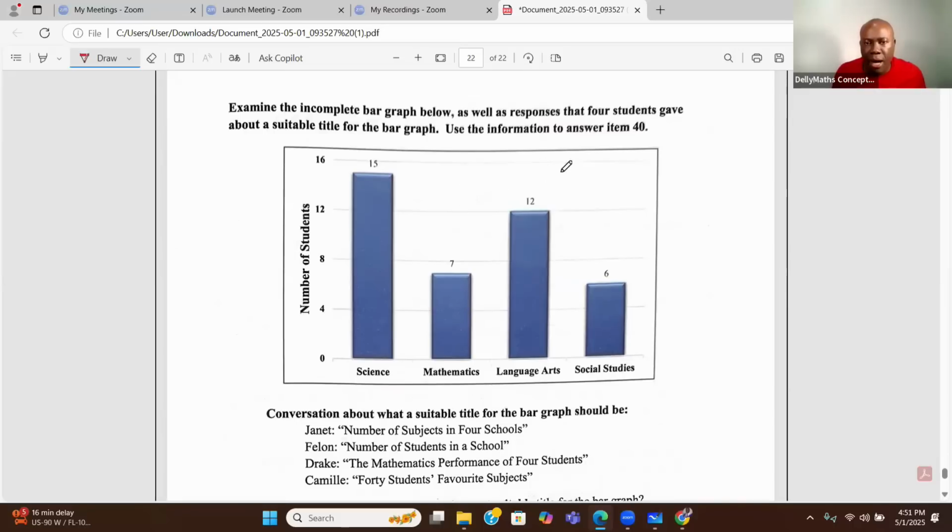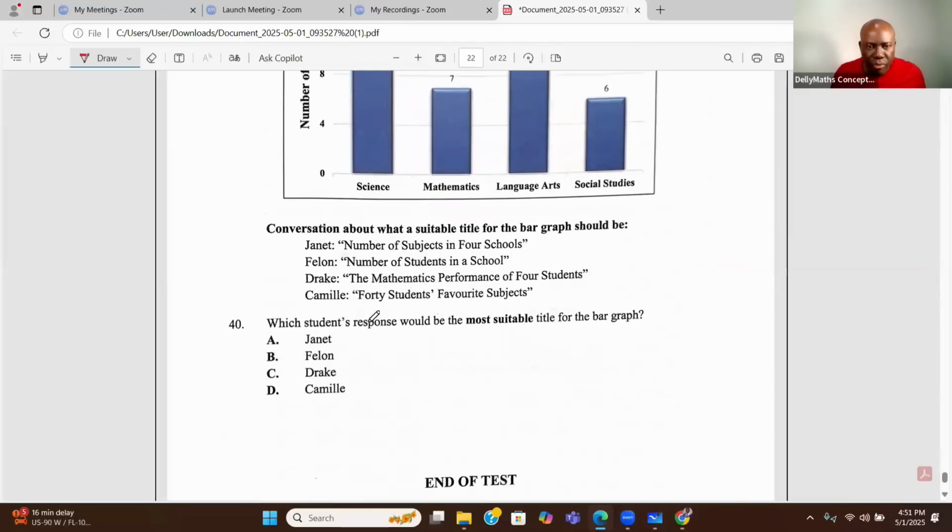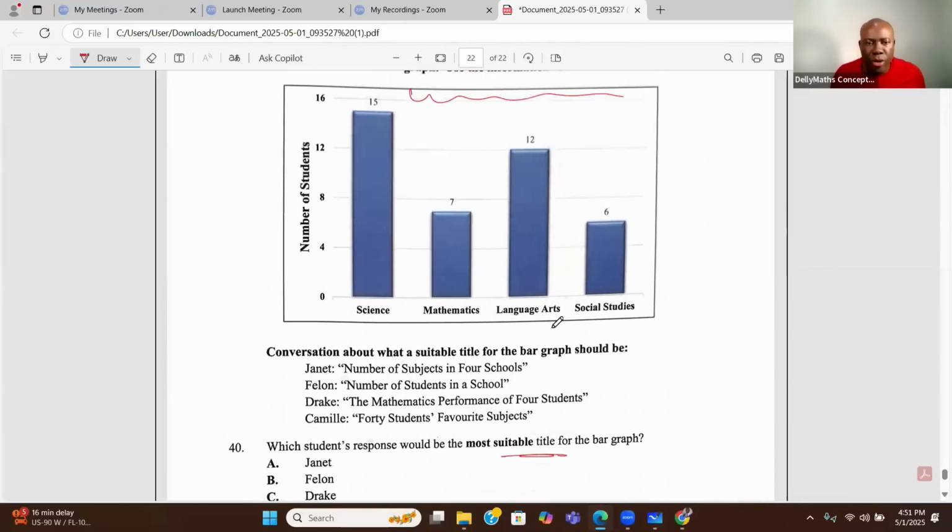So we have an incomplete bar graph. In other words, there's no title here for this one. So here is the conversation, and the question is, which student response would be the most suitable title? As you can see, we're seeing subjects and we have the number of students for each subject. Janet says the number of subjects, no. The number of students in the school, no. The mathematics performance, no. 40 students' favorite, this looks good. I'll take Camille's one.